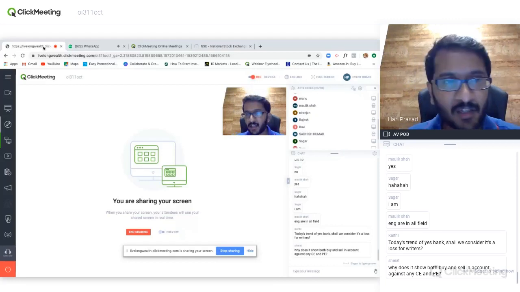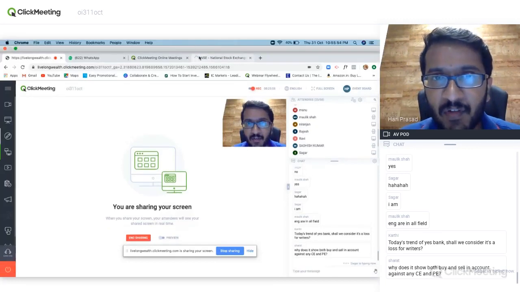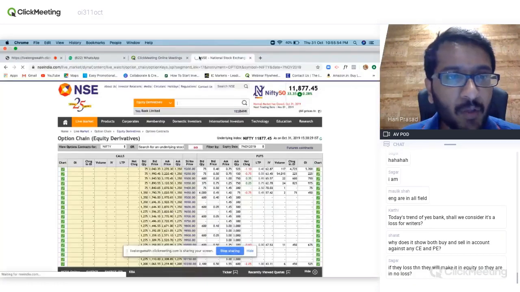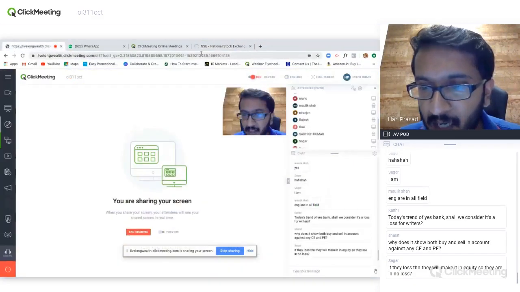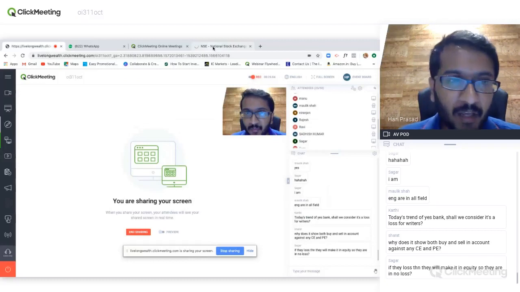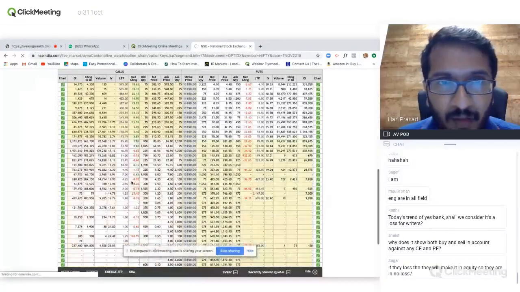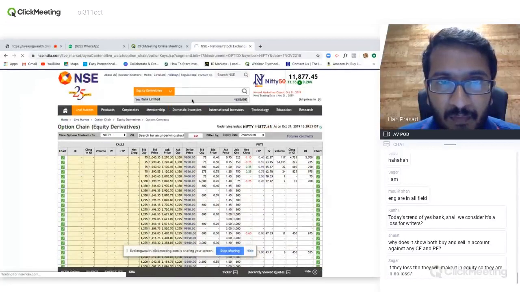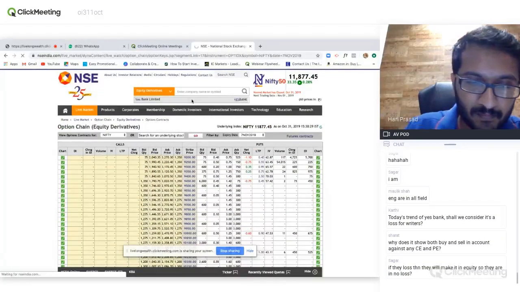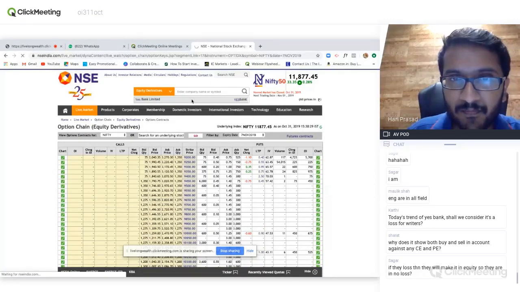Okay. And since these writers that we were speaking about are the ones who have huge capital with them, and they are capable of driving the markets as well. So if you're looking at Yes Bank, I don't know why this is not working now.